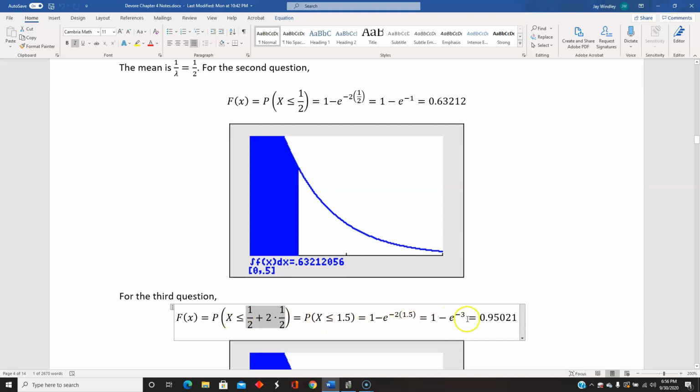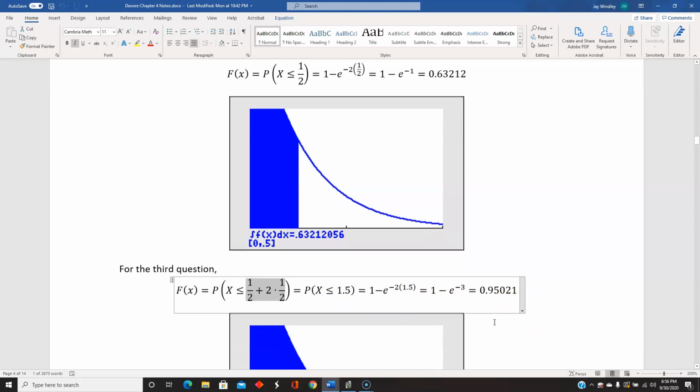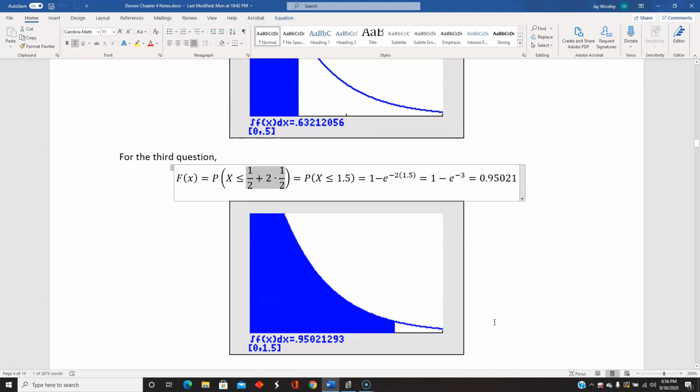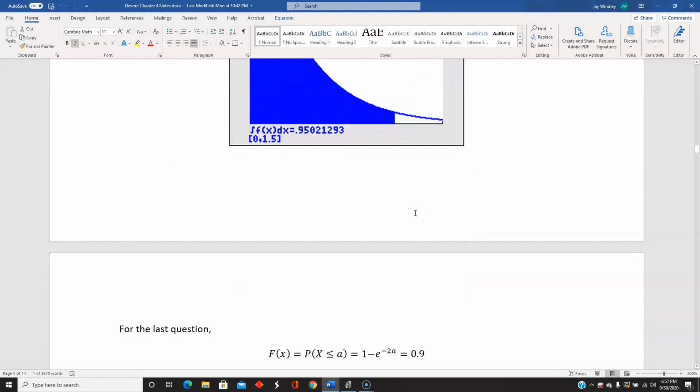Plug that in. Any old scientific calculator will tell us this value here, and that's something that we can also verify on the graphing calculator if we wanted to, but e to some power is not difficult to figure out, so that's no big deal.